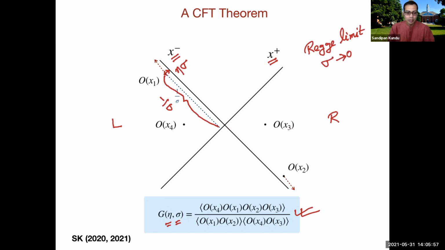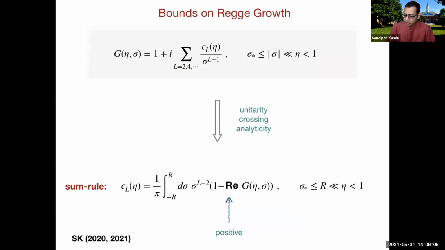I'm going to discuss a very specific theorem for this Regge correlator. The Regge correlator is a very complicated correlator, and it can have many different forms, but I'm going to assume the following. I'm going to assume that the Regge correlator has this very specific structure: there is 1, which comes from the identity exchange, and then everything else is imaginary, where the coefficient is basically a function of eta, and in the denominator you have some odd powers of sigma.